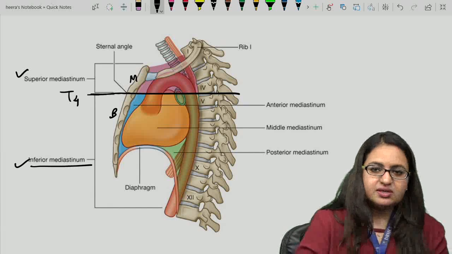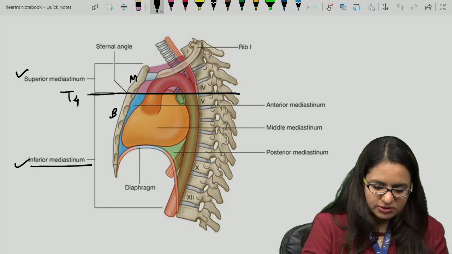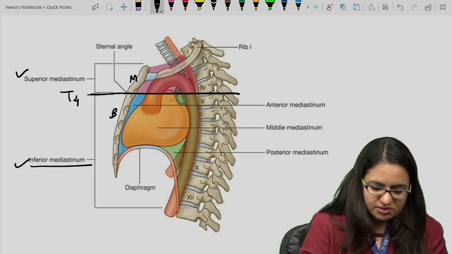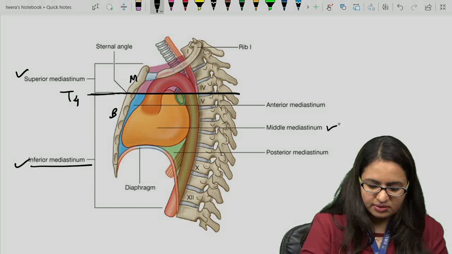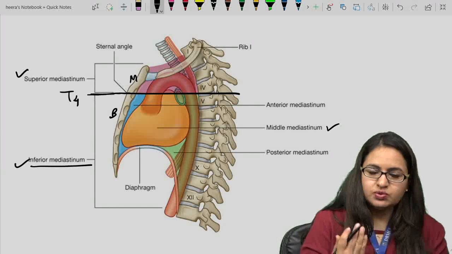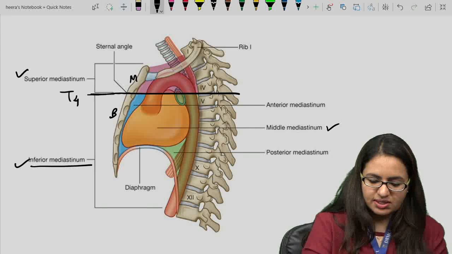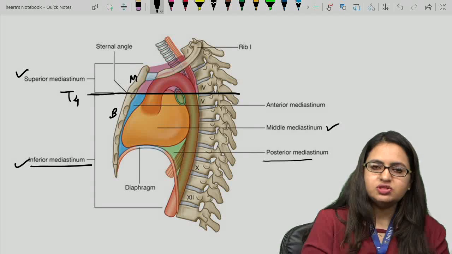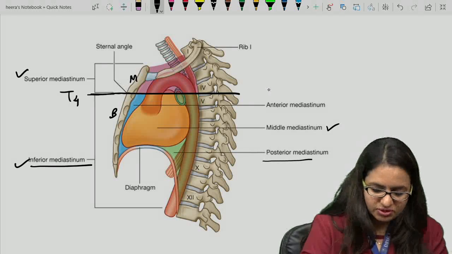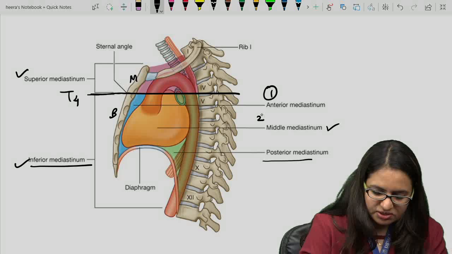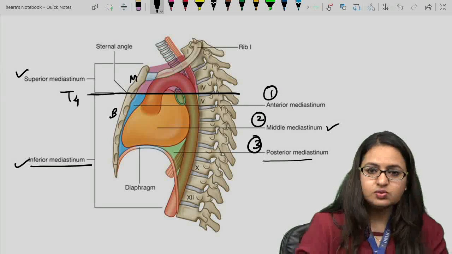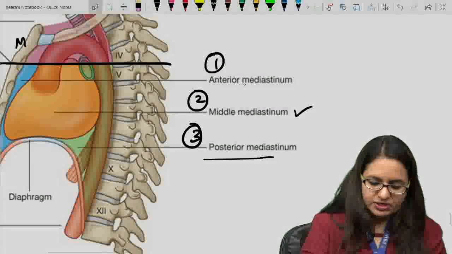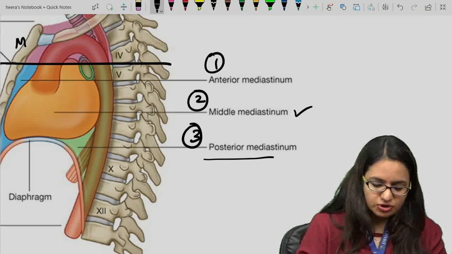Now, this inferior mediastinum is again divided into three portions. The portion which consists mainly of the heart is termed the middle mediastinum. The space anterior to the middle mediastinum is the anterior mediastinum, and the space behind the heart is the posterior mediastinum. So, the inferior mediastinum has subdivisions which are the anterior, middle and posterior mediastinum.